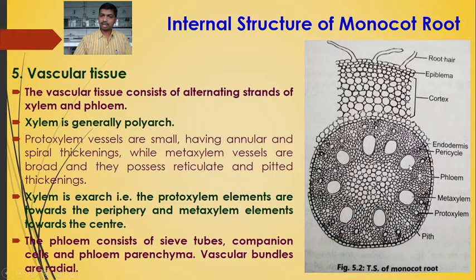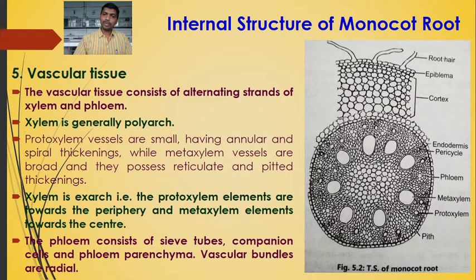The phloem consists of sieve tubes, companion cells, and phloem parenchyma. Vascular bundles are radial. They are arranged on different radii. Here is the xylem strand. This one is the phloem strand. The arrangement is alternate: after xylem, phloem, then again xylem, then phloem. So the vascular bundles are radial and alternate, arranged on different radii.